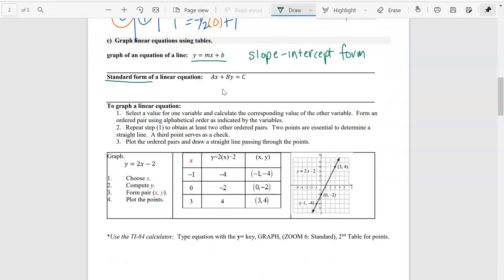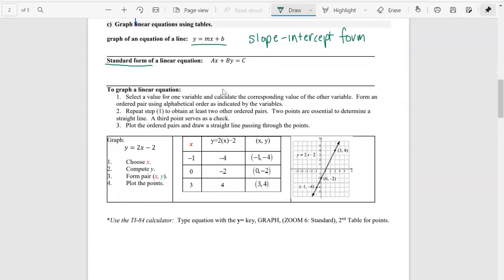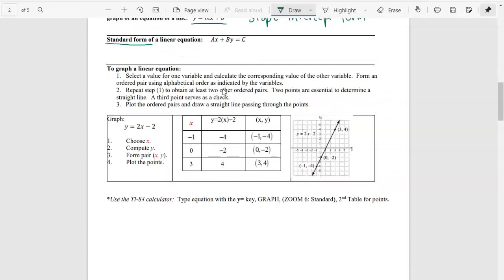Okay, so here's an example of one that is written in slope-intercept form. Y equals 2x minus 2. Okay, so they said graph this. So the first thing they did to graph it was they just picked some numbers right here. And it's always good to pick a negative number. It's always good to pick 0, and it's always good to pick another positive number. You really only need 2 numbers in order to do this. But if you pick 3, you can make sure you're not making a mistake somewhere.